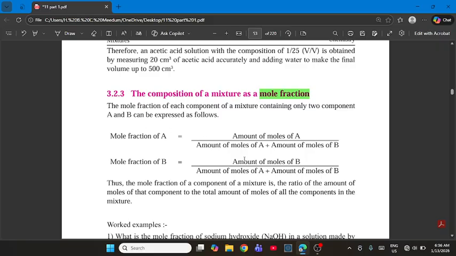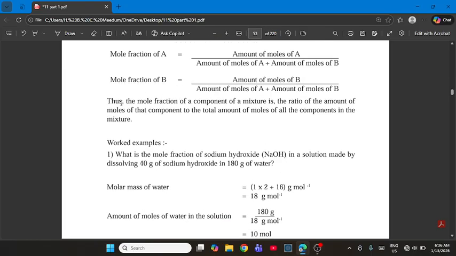So mole fraction of A, you have to write here amount of moles of A over amount of moles of A plus amount of moles of B. Then mole fraction of B is amount of moles of B over amount of moles of A plus amount of moles of B. That means total number of moles and the amount of that relevant compound which we consider. Thus, the mole fraction of a component of a mixture is the ratio of the amount of moles of that component to the total amount of moles of all the components in the mixture.